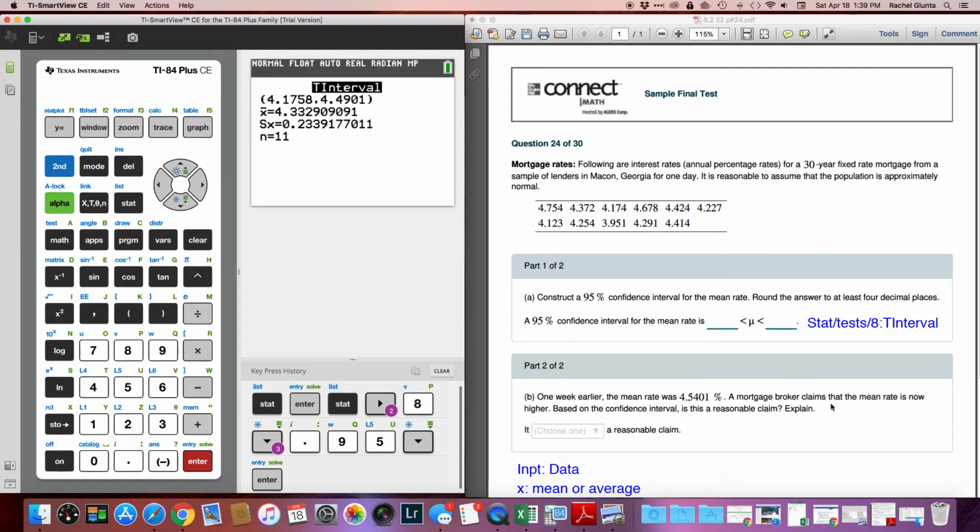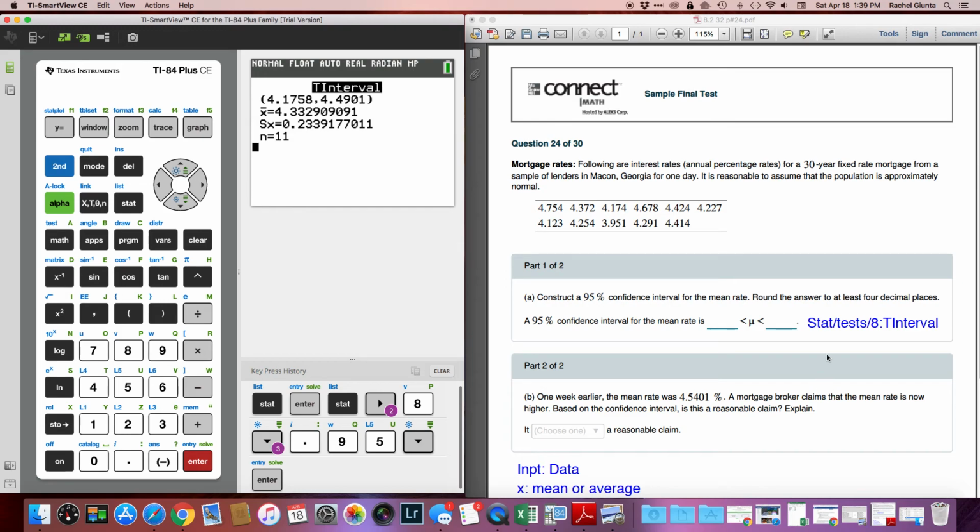A mortgage broker claims that the mean rate is now higher. So if this is the current mean rate and it's not higher than 4.5 blah blah blah, it's lower. So that means it is not a reasonable claim. But like I said, each of these is going to be worded differently. So you're always going to want to know where the number they give you falls relative to the interval. But then you just have to look at the wording to see how you answer each of those specific questions.